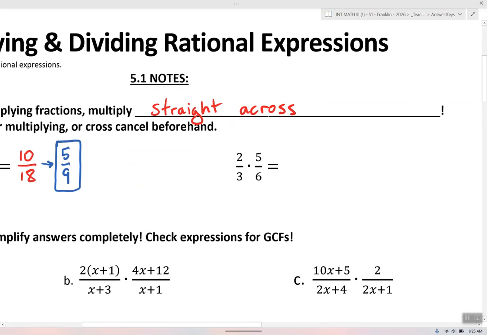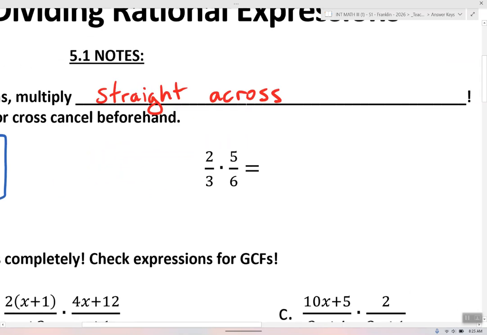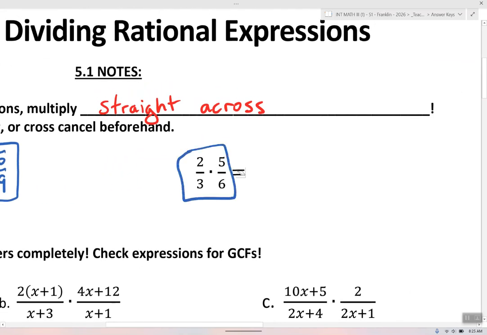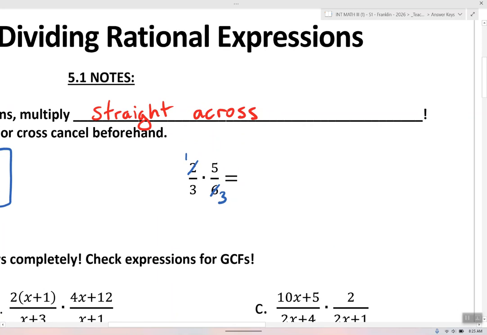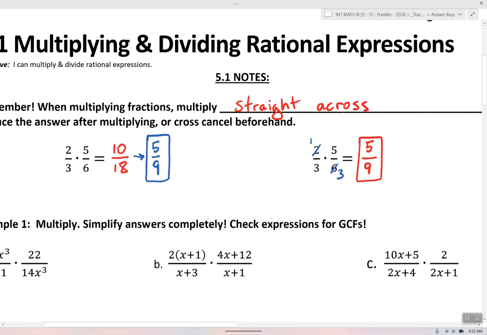Now, if I do some cross-canceling ahead of time, I can look at this all as one large fraction, essentially. And so I can divide, okay, I see a 2 and a 6. Those are both even. I can divide those both by 2. So I get 1 and 3. And now if I multiply across, 1 times 5 is 5, and 3 times 3 is 9. So we get to the answer right away after multiplying. So it really just depends on the fraction, but I tend to like to cross-cancel reduce ahead of time because in most cases, that makes my reducing after I multiply, if there is any to do, a lot simpler.